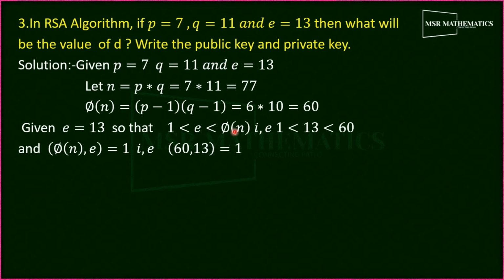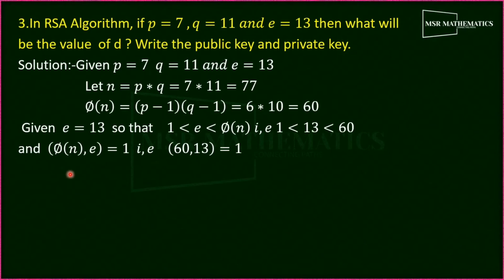Here E is 13. Obviously 13 lies between 1 and 60 and the GCD of 60 and 13 is 1. Because 13 is a prime number, the only divisors of 13 are 1 and 13 itself. Therefore the GCD of 60 and 13 is 1, which satisfies the condition. So we get E value as 13. Next, they have asked to find the value of D.